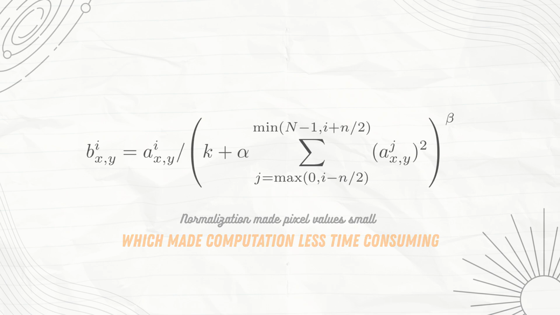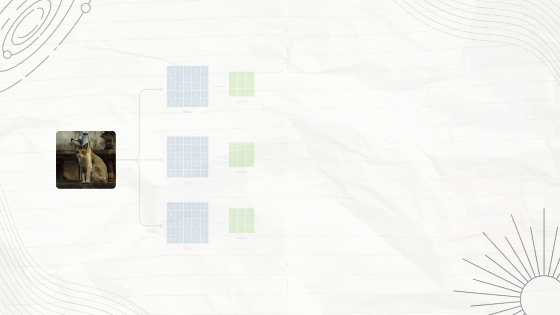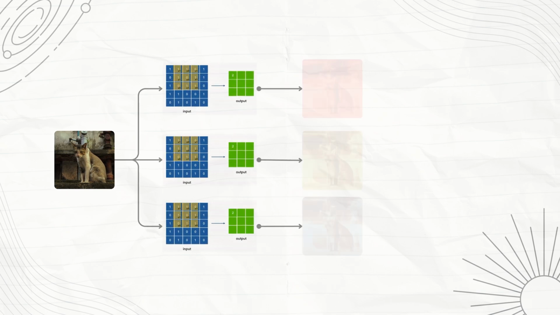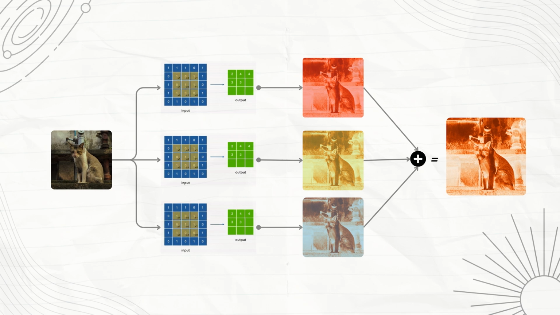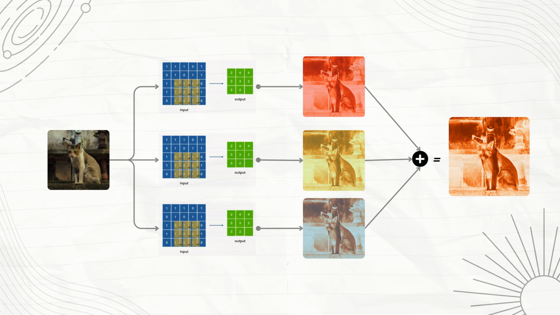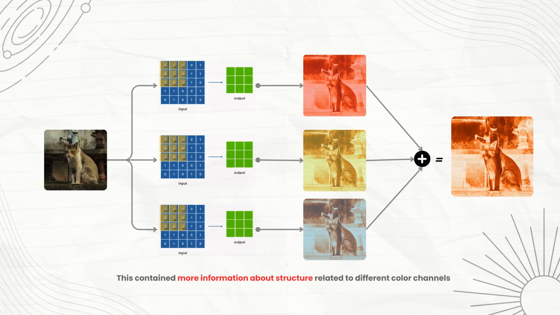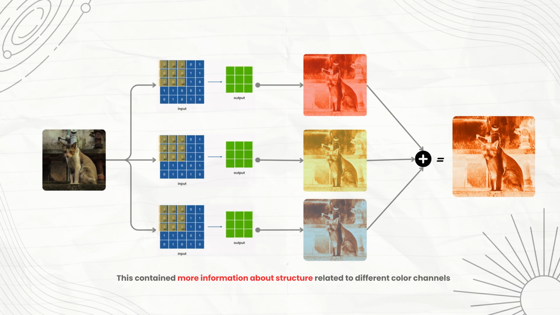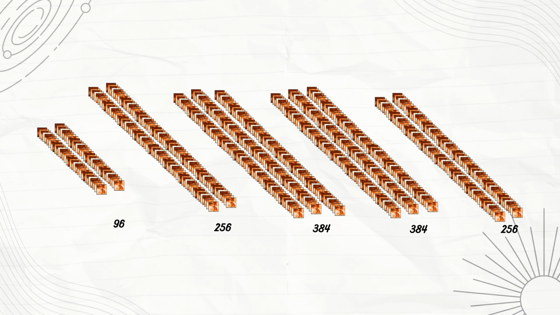Unlike the previous architectures, where they used only black and white filters for convolution, AlexNet used all three channels. They performed individual convolution with each channel and added them up to get a single feature map. This is in total one operation. They used 96 such operations for the first layer, 256 for the second layer, and so on. This was helpful because now these feature maps contained more structural information related to different color channels. This is sort of the visual scope of the number of filters used.